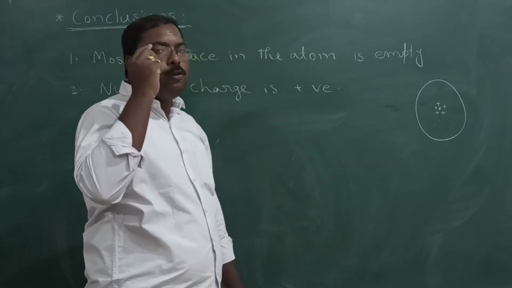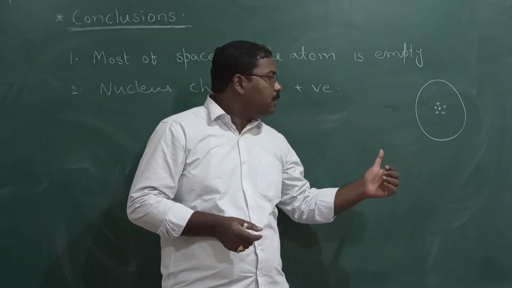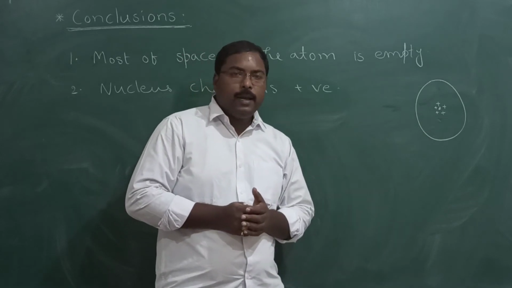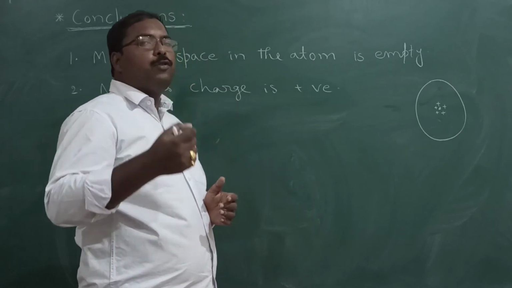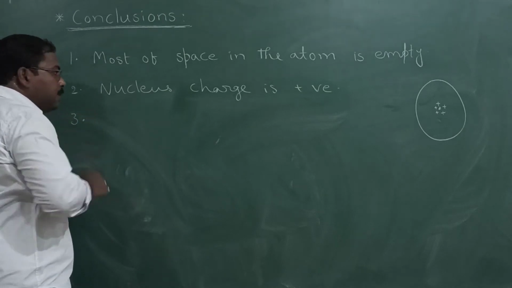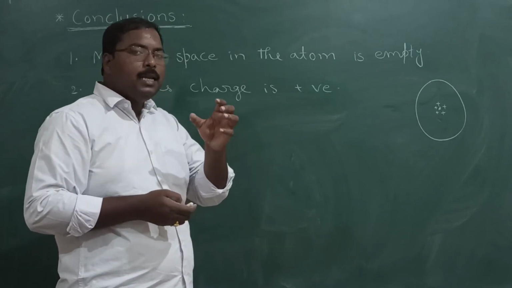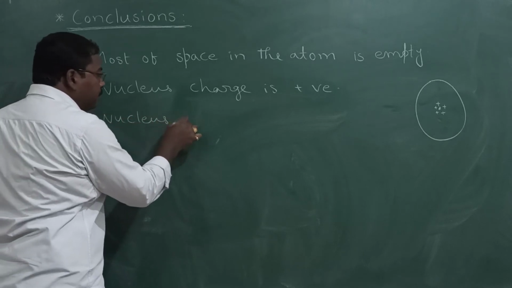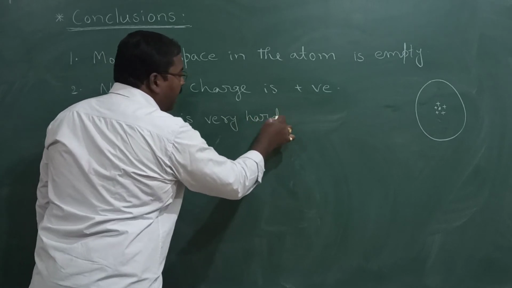One more point he concluded from this is, okay, they deviated. What about their number? How many deviated? Very few particles are deviated. Okay? Now coming to the third, very few, that 1 out of 20,000 was bounced back. Why they bounced back means they cannot pass through it. Why they cannot pass through it? Because nucleus is very hard. Nucleus is very hard.